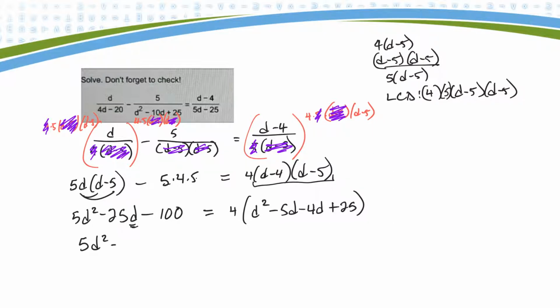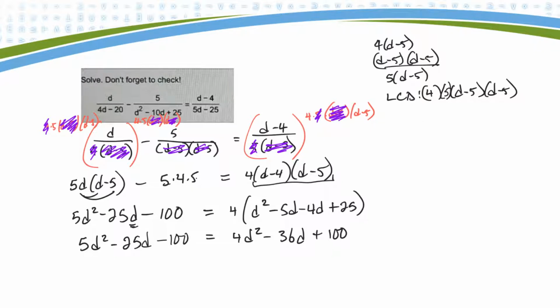Okay, I can't really simplify anything on this side. But on this side, I can multiply the 4 through. 5 and 4 is 9. So it's minus 9 times 4 would be minus 36D. Let me look at that. I think that's right. Plus 100.